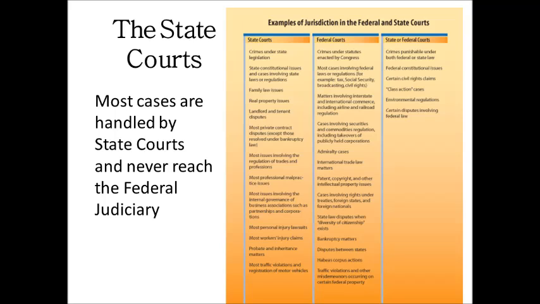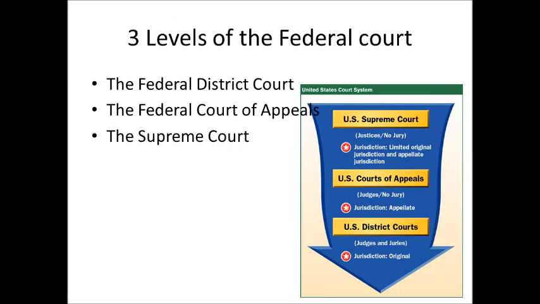Original jurisdiction means that that court has the first right to hear a case. Appellate jurisdiction means that a court can review a case after it's been decided by a lower court. So, certain courts within our federal court system have either original or appellate jurisdiction.